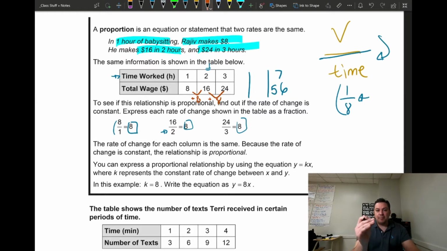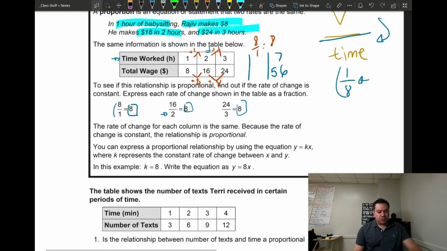Now on the top, it's not necessarily going to change by 8, but it's going to change by the same amount every time. To get from 1 to 2, it changes by 1. From 2 to 3, it changes by 1. So basically, it's 8 over 1, which is just 8. Okay? This is going to come into play in a little bit.